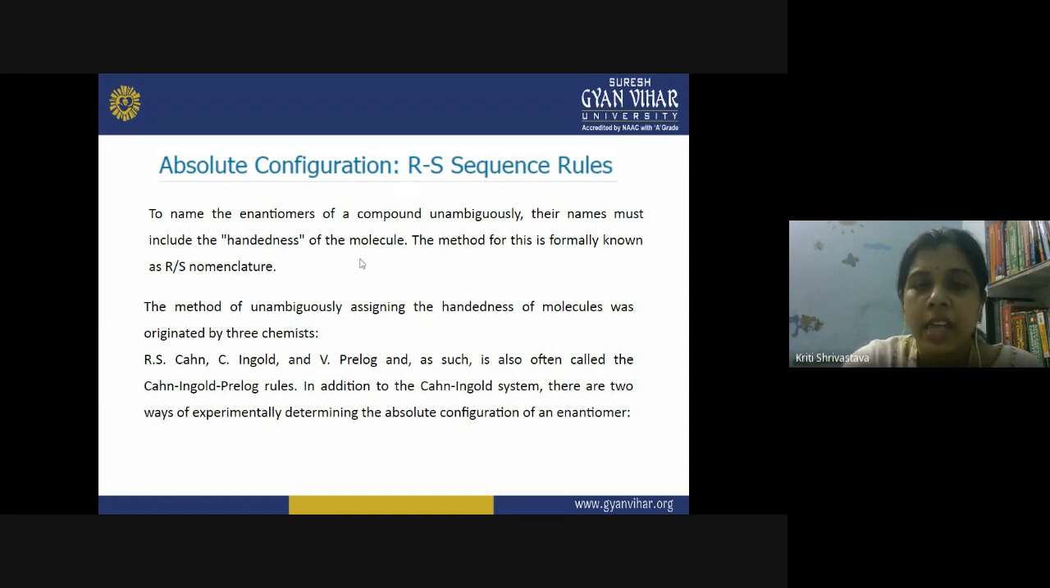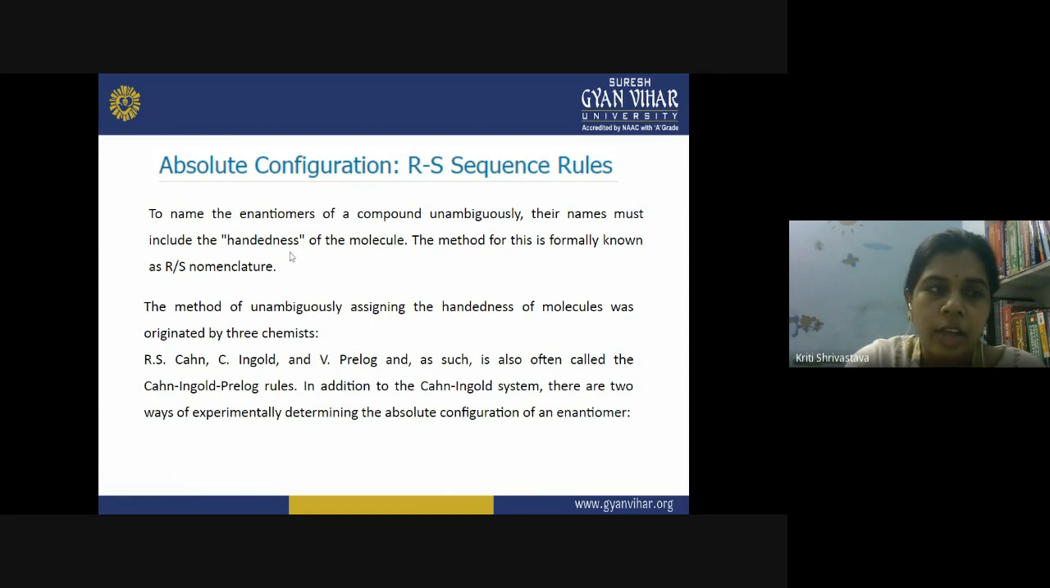When you are naming the enantiomer of a compound, what is an enantiomer? I told you that when a compound is optically active, when a compound contains a chiral carbon atom, the chiral carbon atom has four different groups attached to it, and you have to decide the relative configuration of all four groups. So you call it an enantiomer, and when you are using the RS sequence rule, the names must include the handedness of the molecule. Handedness is whether it is a left-handed or right-handed molecule.